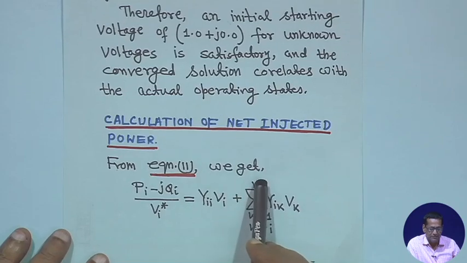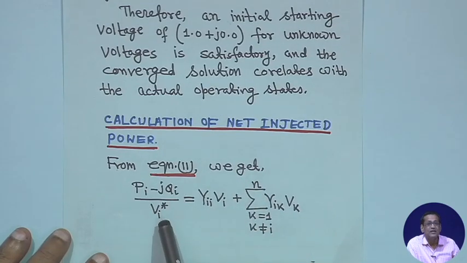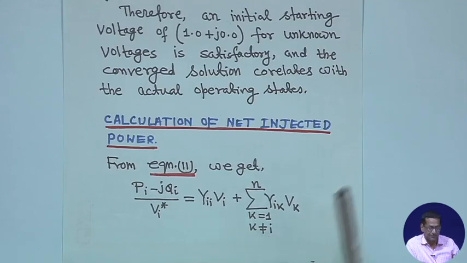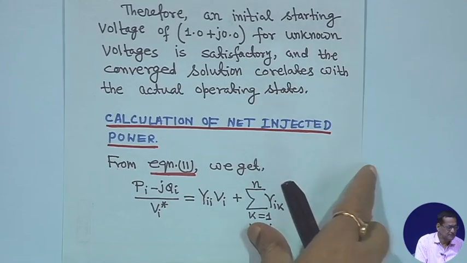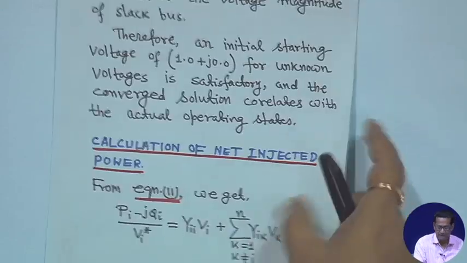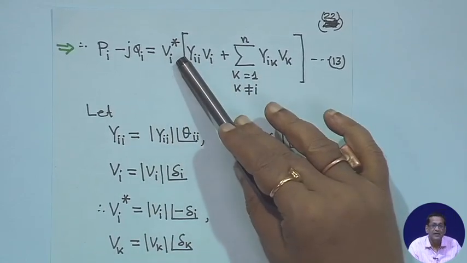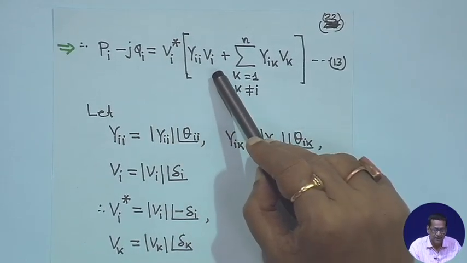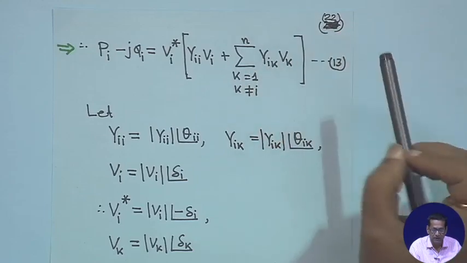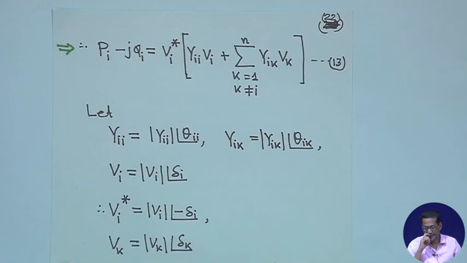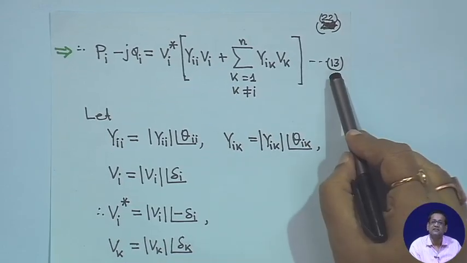So that is why we are rewriting equation 11: P_i minus jQ_i upon V_i conjugate is equal to capital Y_ii V_i plus the sum over k equal to 1 to n, k not equal to i, of Y_ik V_k. From this equation, P_i minus jQ_i you can write as V_i conjugate times [capital Y_ii V_i plus the sum over k equal to 1 to n of capital Y_ik V_k, k not equal to i]. So, this is equation 13.